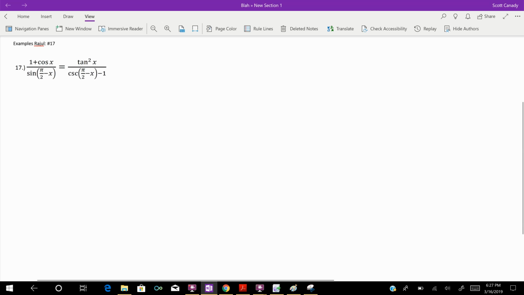All right, folks, we're going to do the final problem from Examples Rajul. That's Examples Rajul number 17. And this is going to combine a lot of the ideas that we've had already. So, we're taking a look at number 17, and we have something of a dilemma.